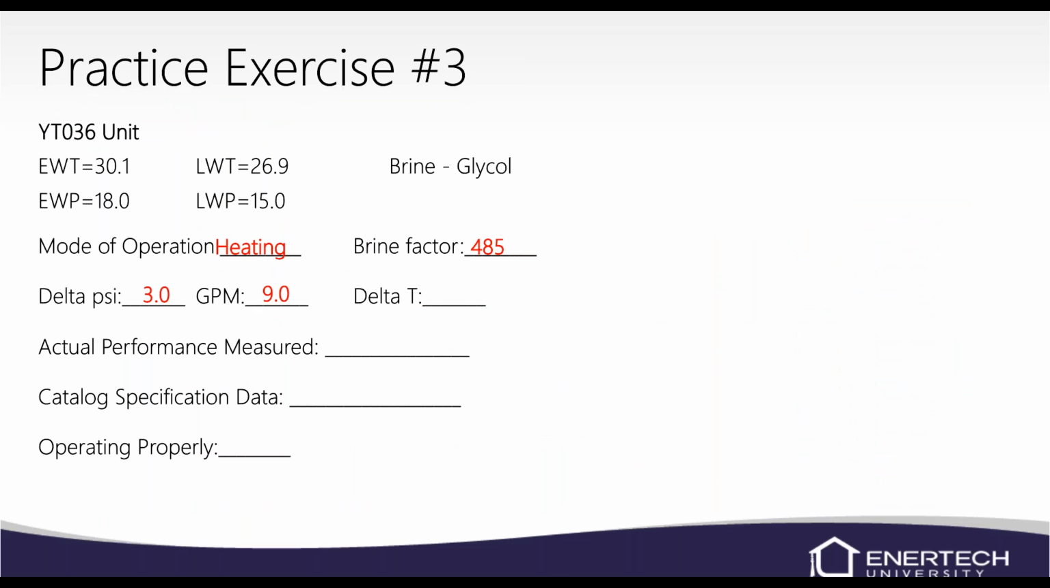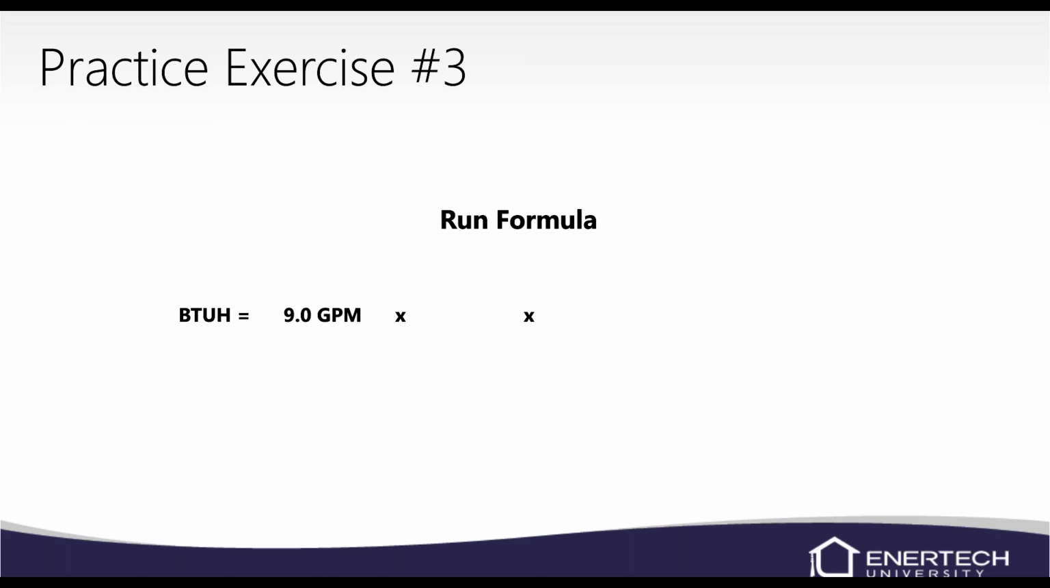So now we know our GPM, our temperature difference is 3.2. So if we do the math on that, we take our 9 GPM times our temperature difference times our brine factor of 485. That gives us 13,968 BTUs. So for a 3-ton unit, that seems kind of low.